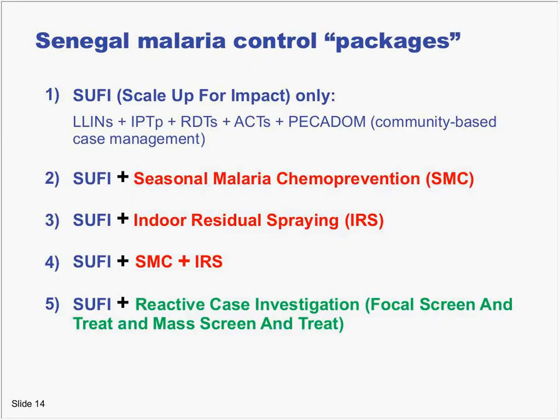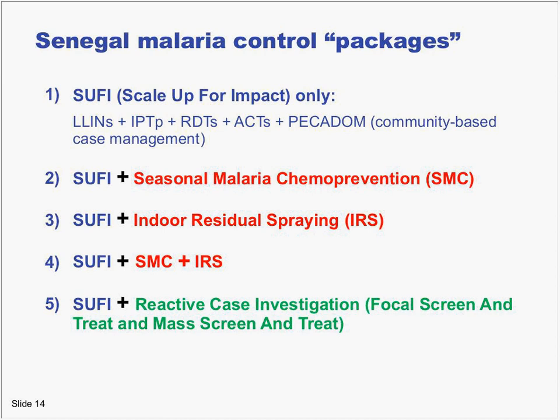In terms of packages, these are the different packages being implemented, and you can see that they follow the incidence map in a way that they have this basic package, the first package, with scale up for impact. And it has different interventions in it: LLINs, IPTp, RDTs, ACTs, so case management from facility, as well as PECADOM, which is a community-based case management. This is the basic package, and it's implemented nationwide.